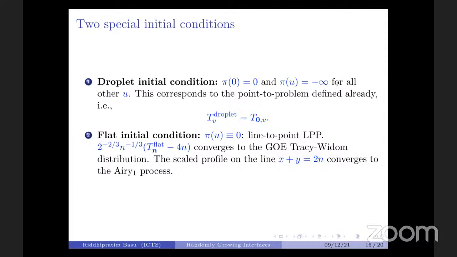And then there is also the thing called flat initial condition, which is exactly the same as starting with a flat surface rather than this V-shaped surface. So this corresponds to the choice of the function pi identically equal to 0. So there also, the first order behavior and the scaling remains the same, but the scaling limit is somewhat different. So instead of the GUE Tracy-Widom distribution, it converges to what is known as the GOE Tracy-Widom distribution. But the scaling remains the same.